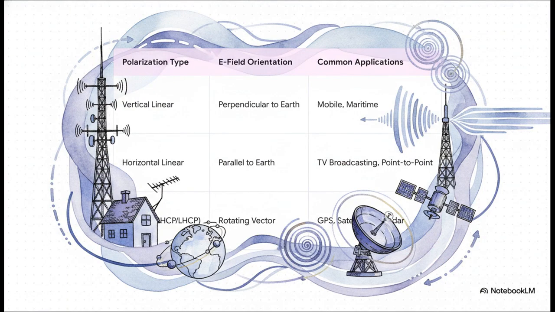And when you put them side by side like this, it's pretty revealing. We all know vertical and horizontal linear polarization, right? That's for things like mobile phones and TV. But look where circular polarization lives. GPS, satellite, radar. These are systems where precision and rejecting interference are absolutely mission critical.